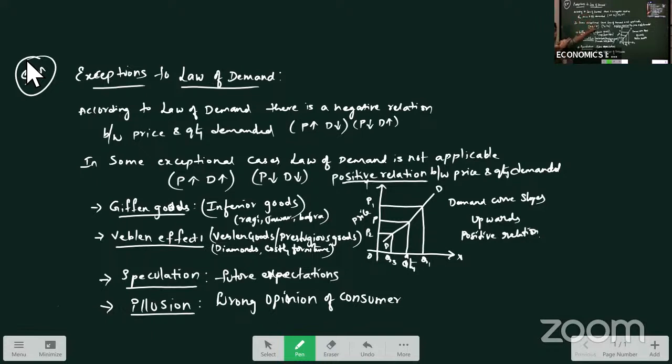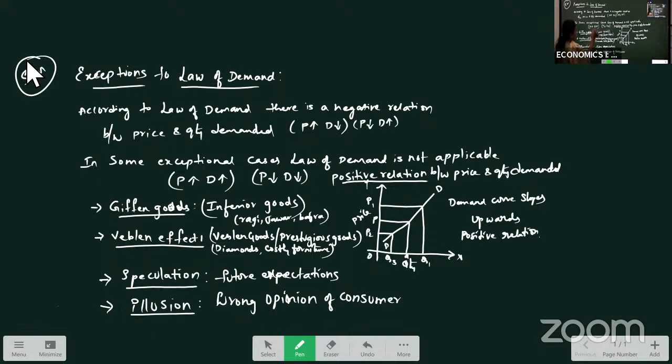According to law of demand, there is a negative relation between price and quantity demanded. What do you mean by negative relation? When price increases, demand decreases. When price decreases, demand increases. That is called negative relation. But in some exceptional cases, law of demand is not applicable. There, when price increases, demand will not decrease but will increase. When price decreases, demand also decreases, or does not change.